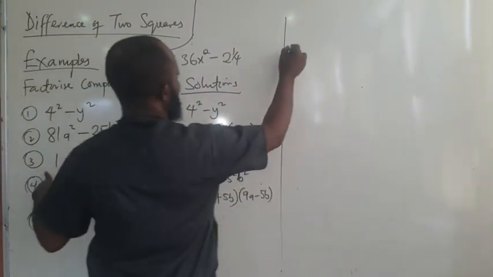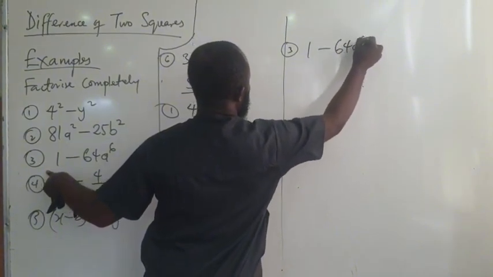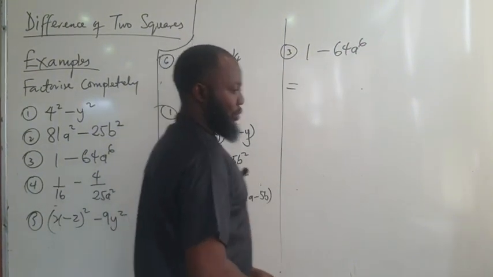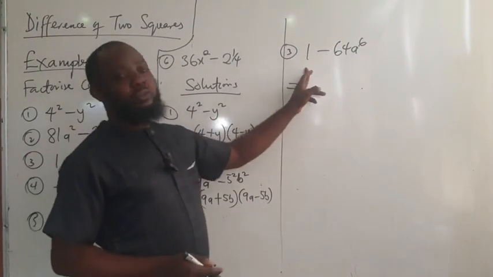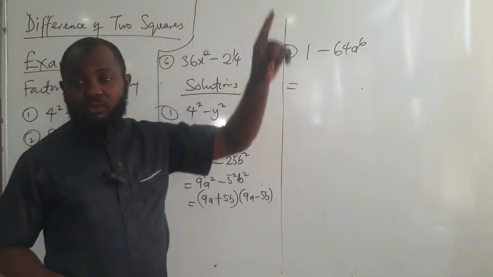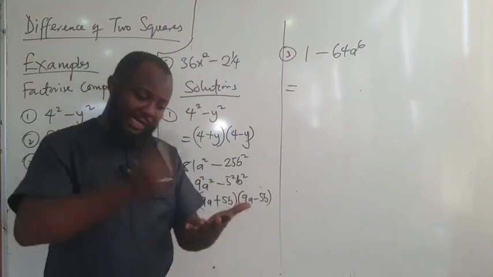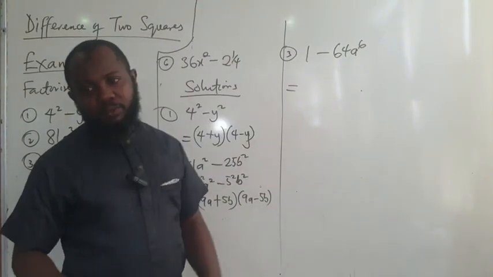we have 1 minus 64a raised to power 6. So what should come to your mind is that 1 is not a square. You can do whatever you like on 1. 1 is 1. If you raise 1 to the power of 1000, you still get 1. It means 1 times 1 times 1 in 1000 places, you still get 1.